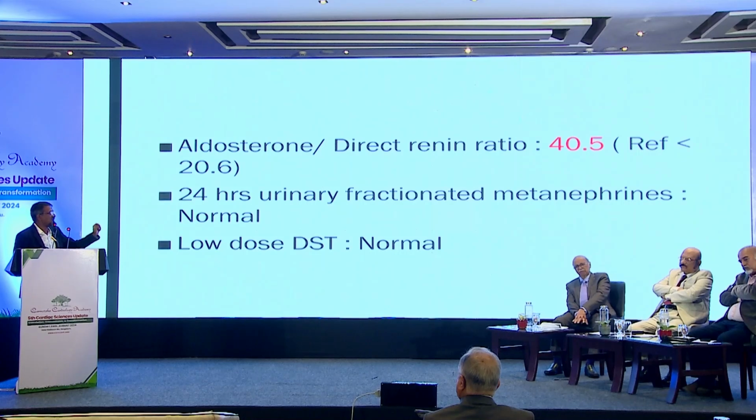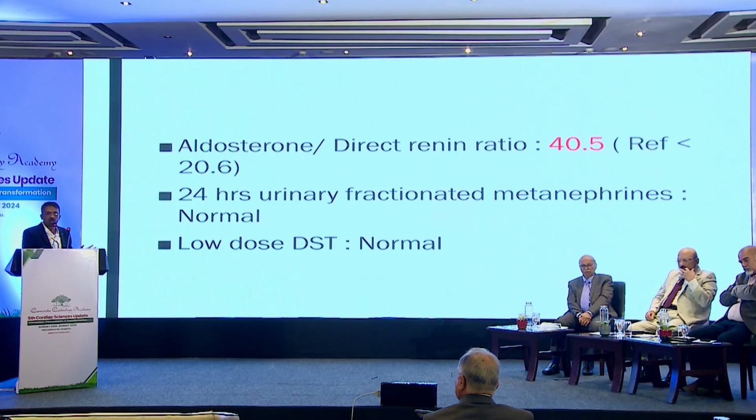A 24-hour urinary fractionated metanephrines was done just to rule out pheochromocytoma. It was negative. We did again a low-dose dexamethasone suppression test. It was normal. So that means it is a functioning adenoma. So probably it was an overlap of OSA as well as primary hyperaldosteronism.